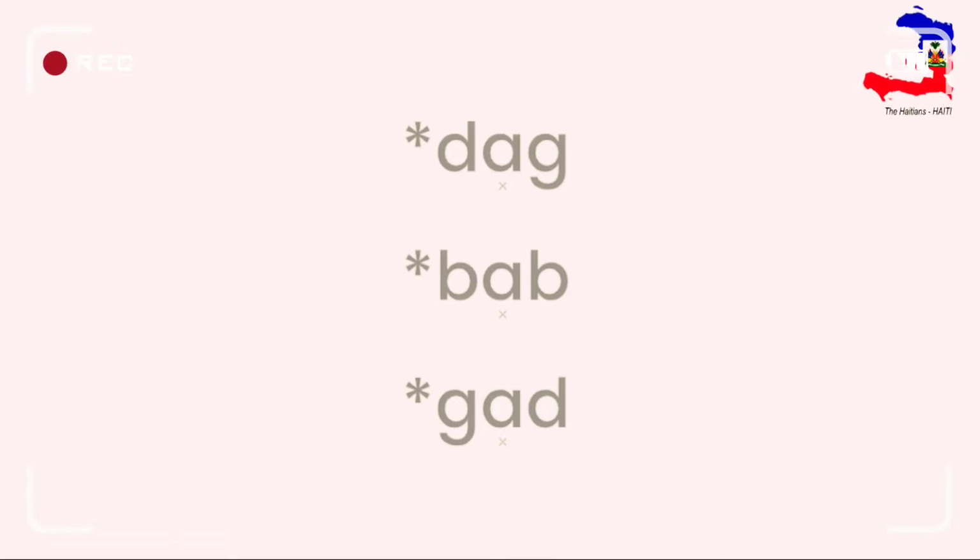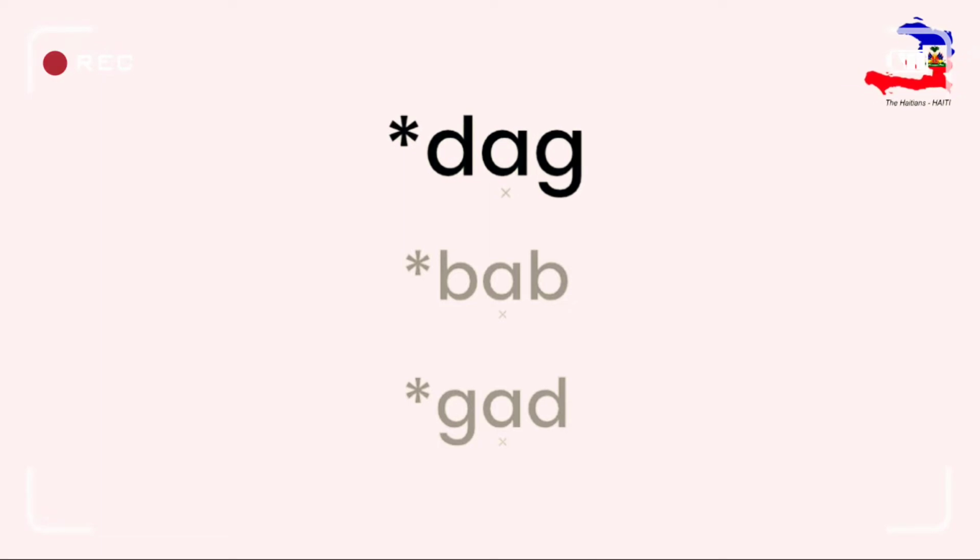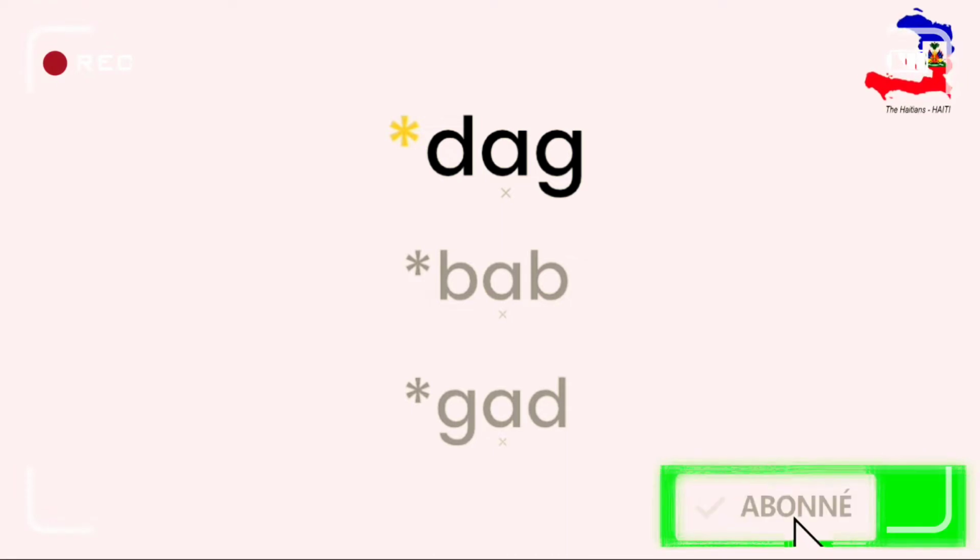For example, this word is dag. It's a nonsense word. It's not a real word in English. It is marked with an asterisk to the left of the word to remind you that it is a nonsense word.